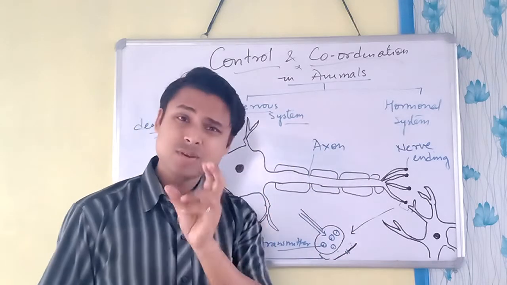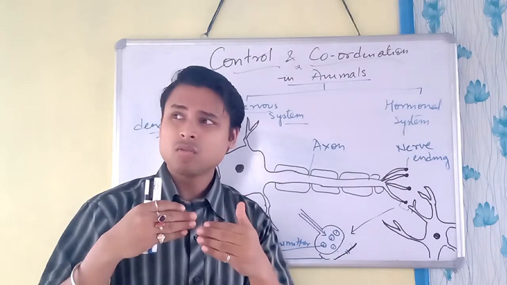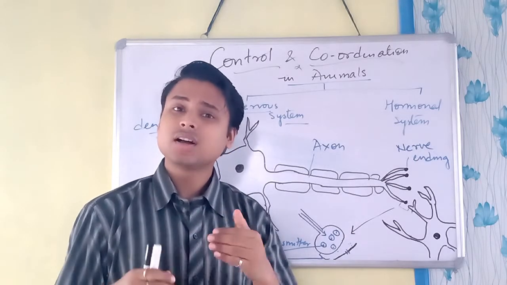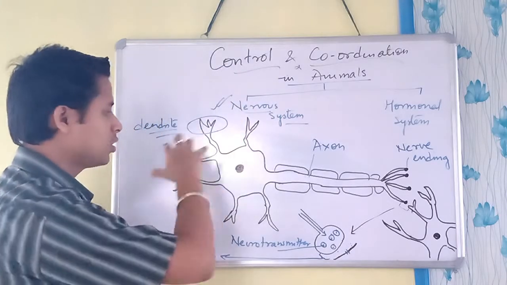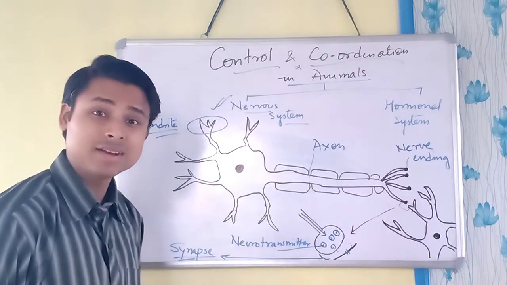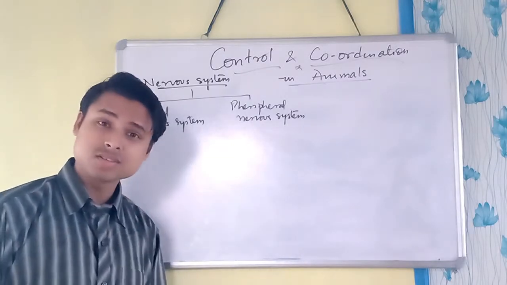Now the gap is there so that the neurons will not overlap or overtake each other, and there should not be any damage to the neurons, right? So this is how the neuron works. Clear? Now we will see the classification of the nervous system.